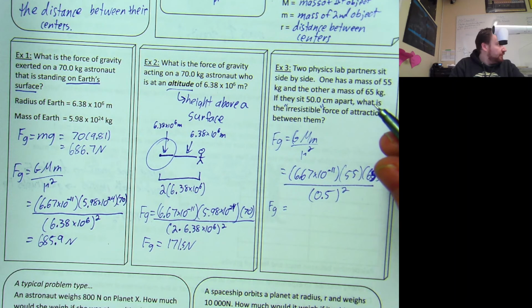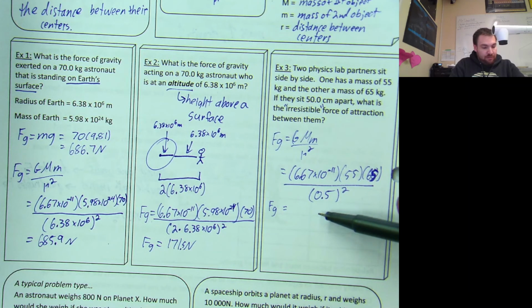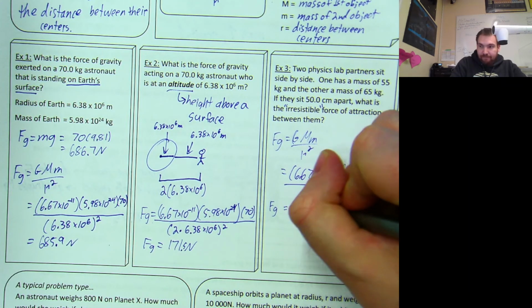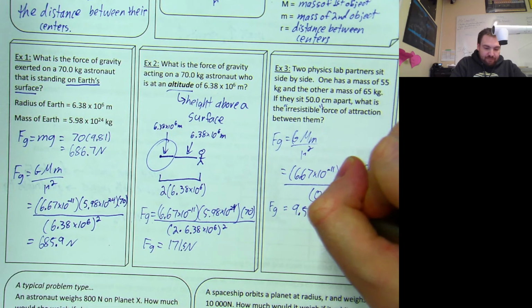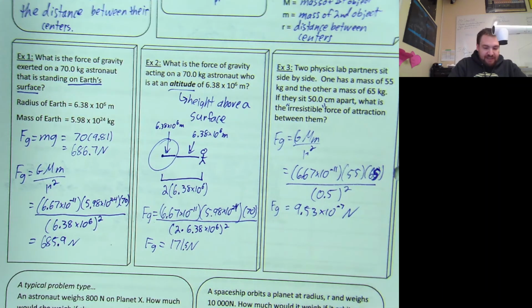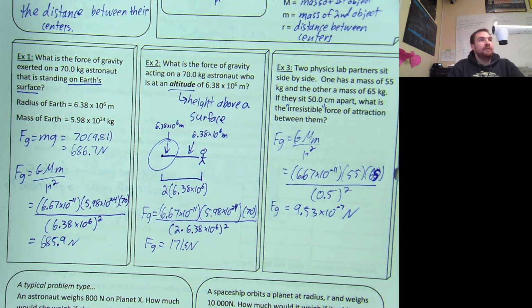What's the value here? 9.53 times 10 to the negative 7. Did I get it? It is 9.53 times 10 to the negative 7. I got it. Well done. Okay, so this number is very, very small. You don't notice it. If one of that lab partner pair just disappeared, you'd never notice, practically, from a gravitational standpoint.